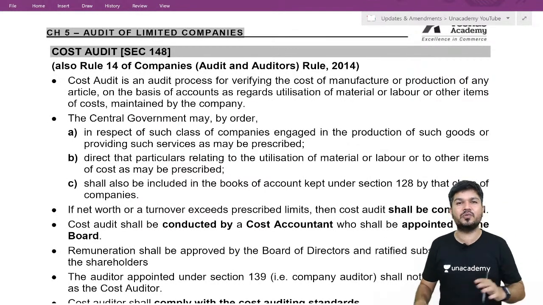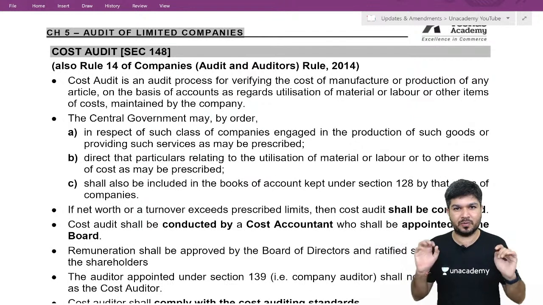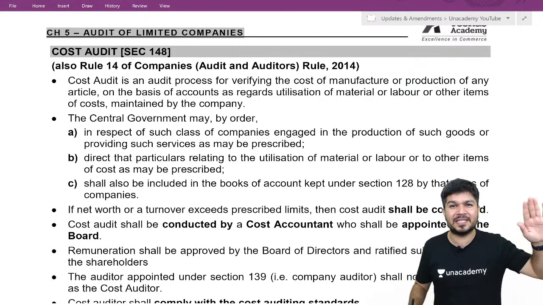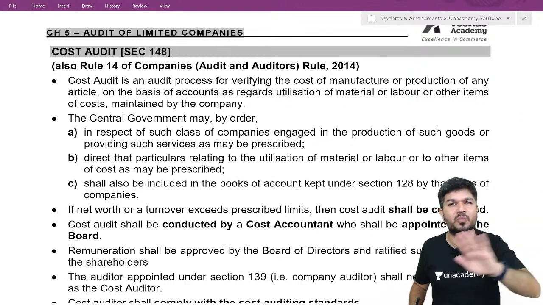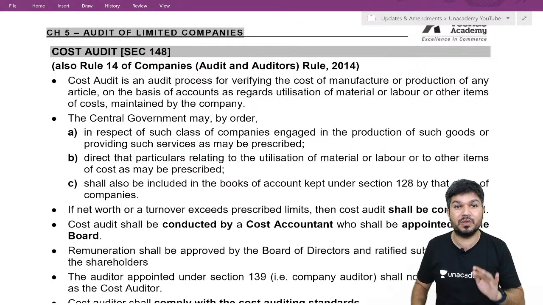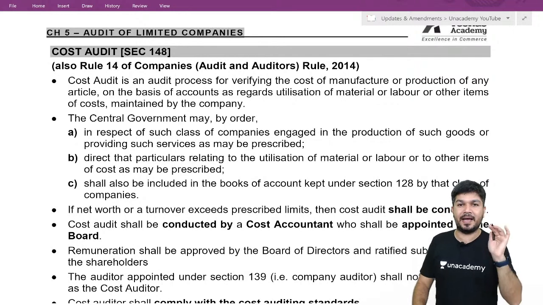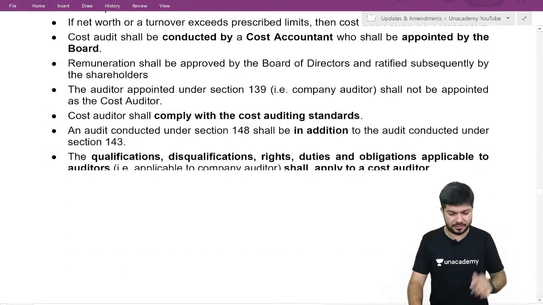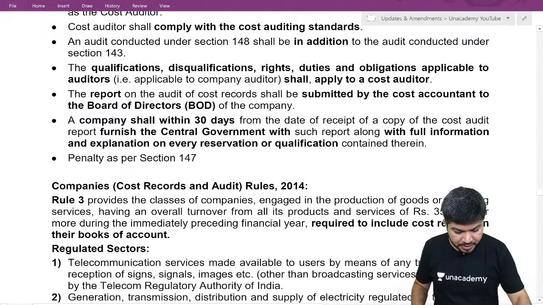And so rights and duties are the same. Only thing is he doesn't have the responsibility to report as per section 143 subsection 3. That reporting will not be required. And he is appointed by BOD. He is reporting to BOD. That's more important.